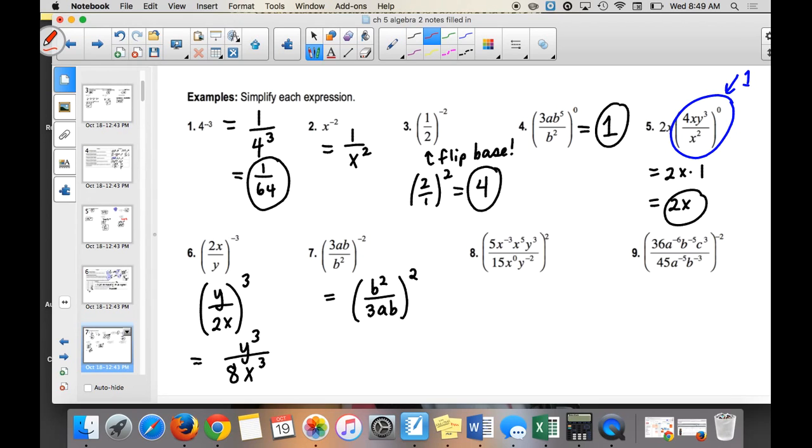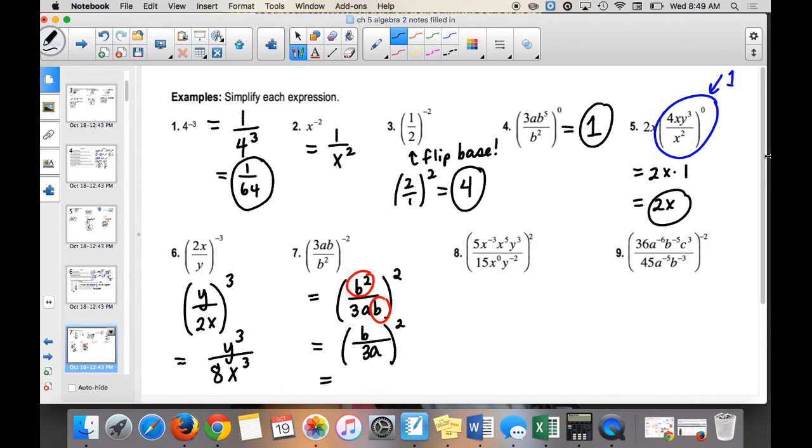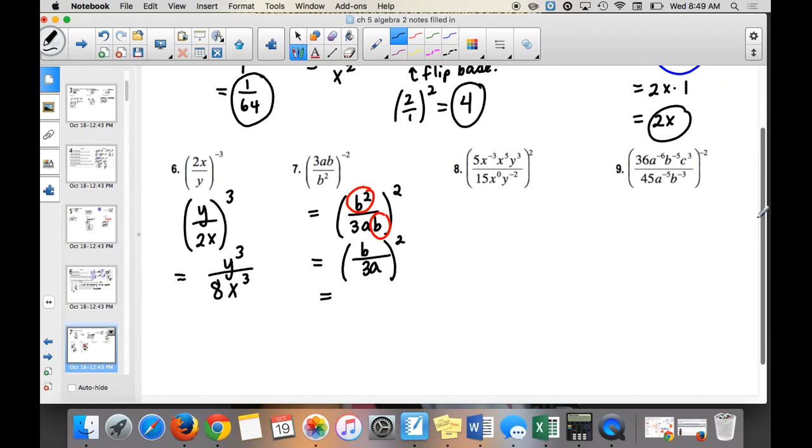Okay, so how about the b squared and the b? Yeah, so b on the bottom, b on the top go away, so I get b over 3a, and then I square it. So when I do b over 3a squared, it's b over 3a times b over 3a, so I get b squared over 9a squared. That's my answer.